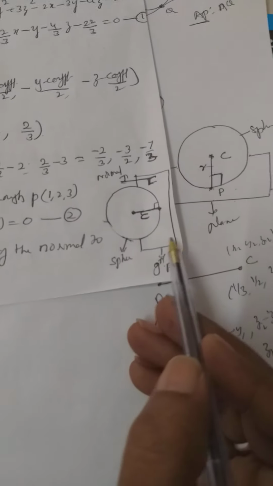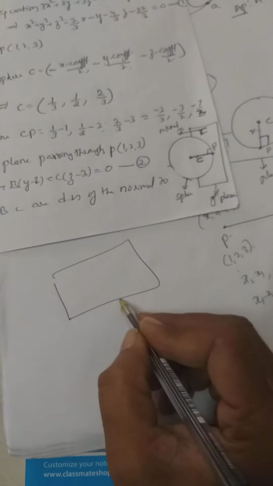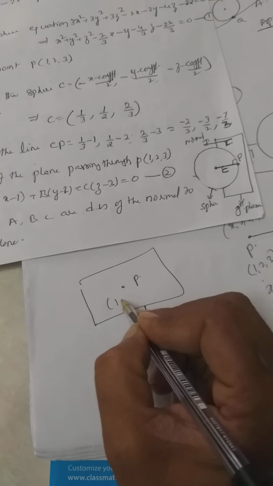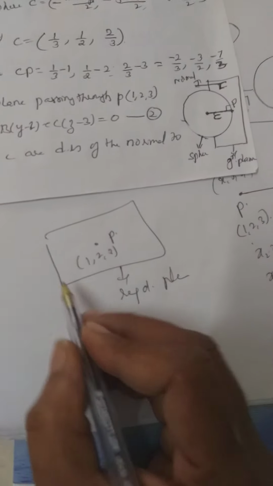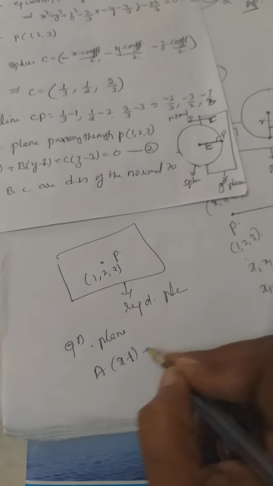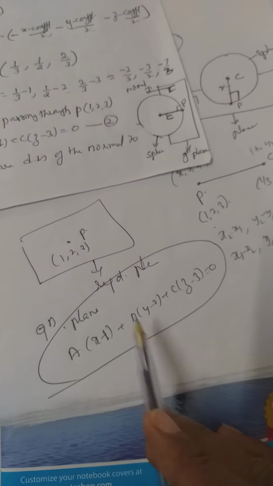Now another important concept. What is our aim here? Our aim is to find this plane, which touches the sphere at P. Now there is one standard formula. This is our required plane, right? It contains the point (1, 2, 3). The equation of a plane passing through this point, in one point form, is a(x minus 1) plus b(y minus 2) plus c(z minus 3) is equal to 0. This is the equation of a plane in one point formula.